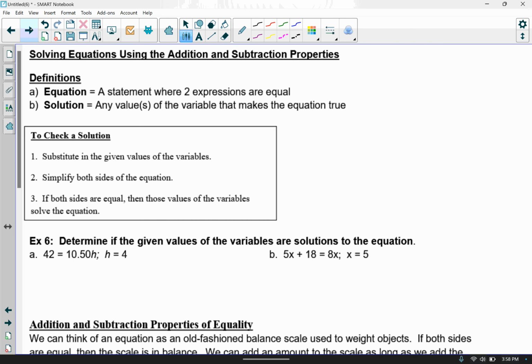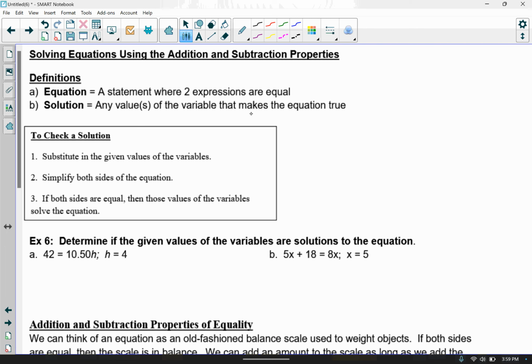I'll flip it on over then. Next page. We're going to start looking at the difference between an expression versus equation here. An equation is a statement where two expressions are set equal to one another, and a solution is any value of the variable that makes that equation true.